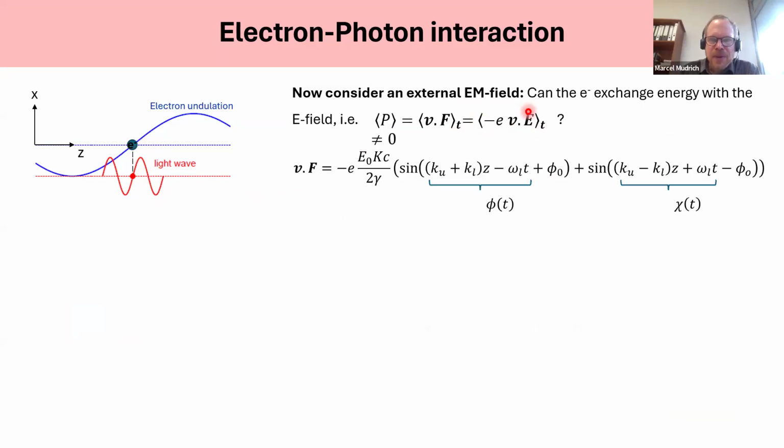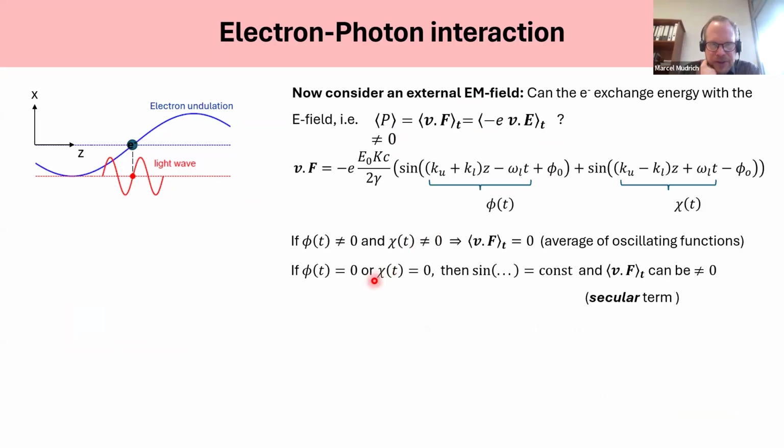So the question is, time average, does it average out to 0 or not? There we have to consider two cases. If both these phases, the phase phi and phase chi, are unequal to 0, we would have a sinusoidally varying function as a function of time, both for this term and for this term. And now if we average over time over these sine functions that vary with time, those would average out, right? Because the average taken over a long period of time over oscillating sine functions just averages out to 0.